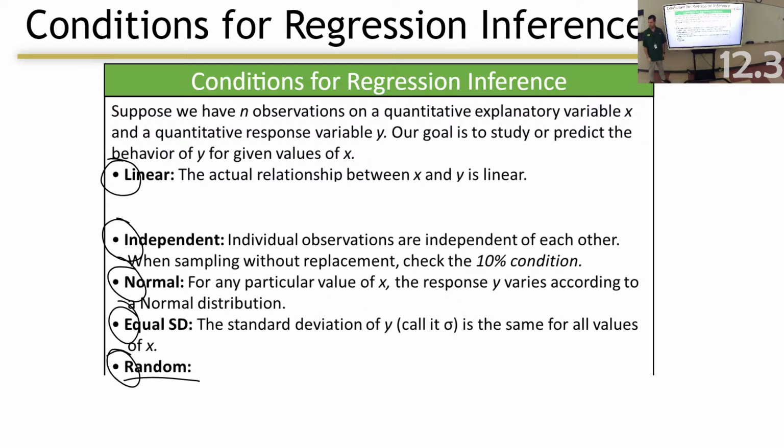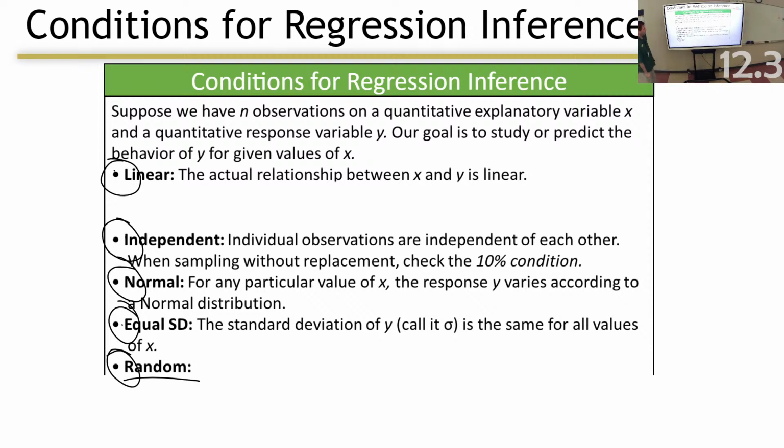L-I-N-E-R. Linear regression. We want the data to look linear. We want each point to be independent. We want all the points to be less than 10% of all of them. We want normality for the residuals. We want equal standard deviations about the line, the distance from the line, all the residuals. Okay? And then randomness.